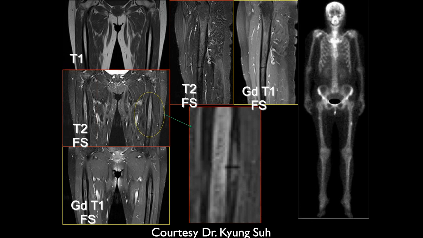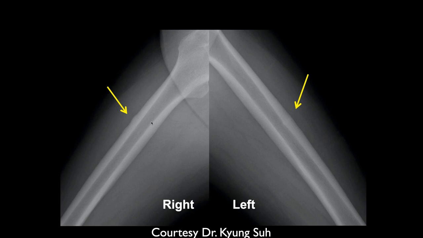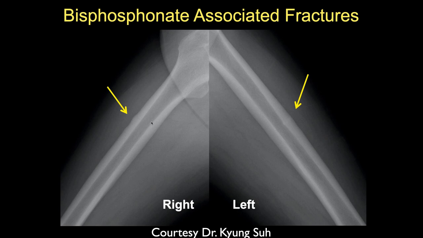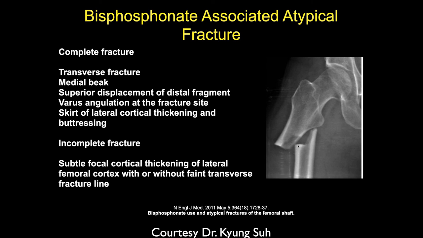The fracture line is where you have the loss of the normal signal intensity you get due to the dephasing from compressed trabeculae there, and some increased signal intensity in the cortical bone adjacent to it. And this is what it looks like on plain radiographs. So that's a classic bisphosphonate-associated fracture. And here's a completed fracture in that same area.